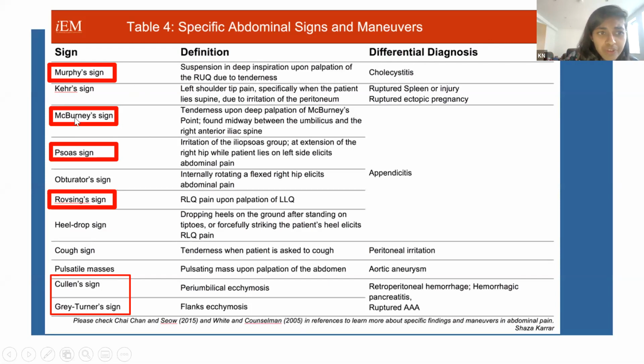You've got a whole lot of eponymous signs related to appendicitis actually. You've got the psoas sign, you've got Rovsing's sign, you've got rebound tenderness. So they all point towards appendicitis. And a pulsatile mass is important to check for. And Cullen's and Grey Turner's classically point towards pancreatitis. Cullen's would be bruising around the periumbilical region, and Grey Turner's is a sign of retroperitoneal hemorrhage.